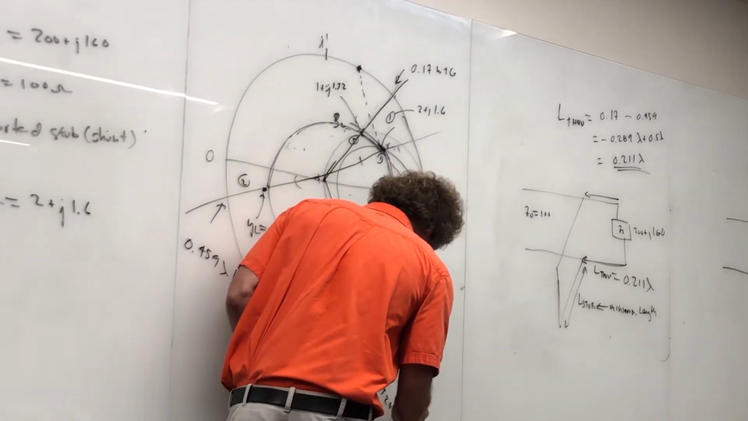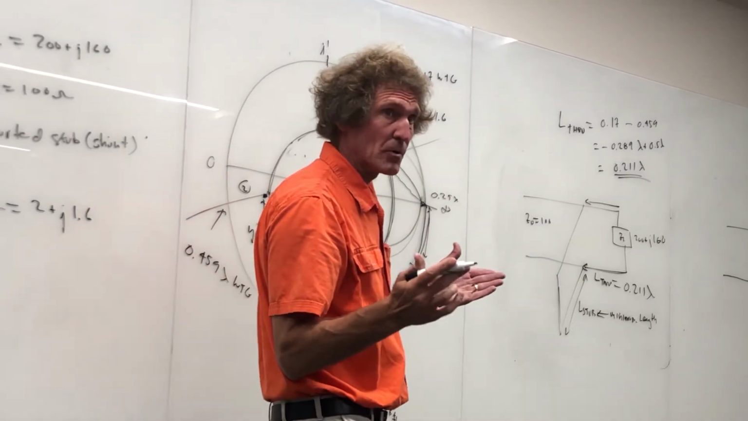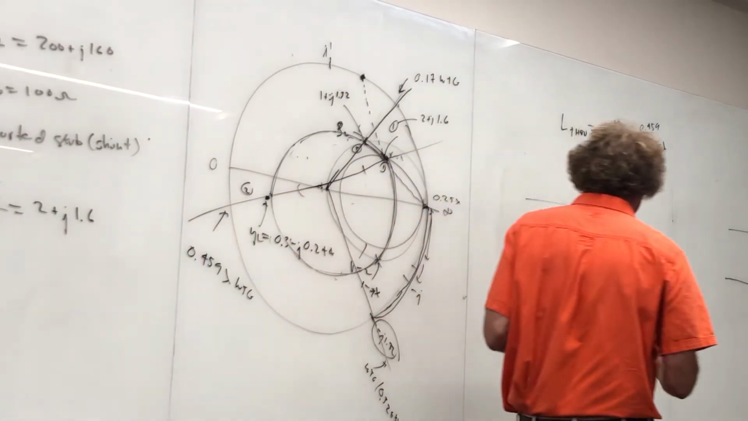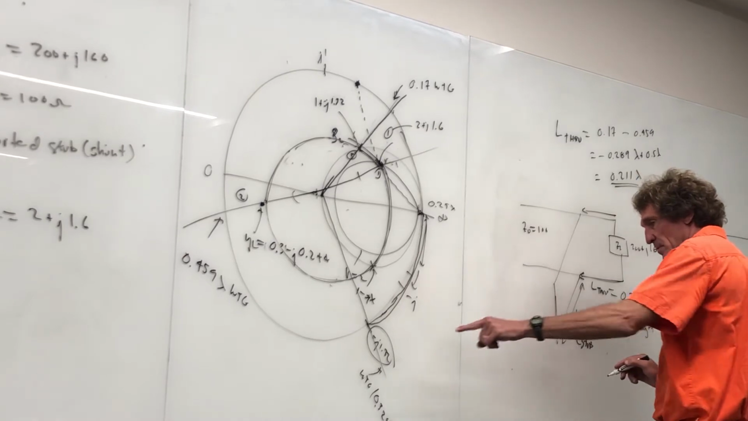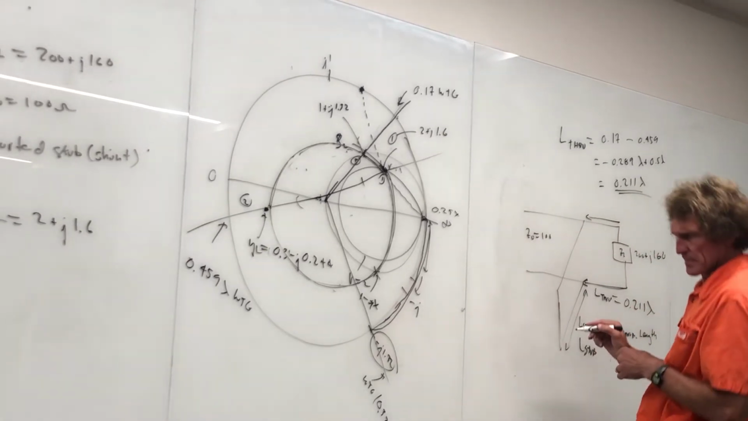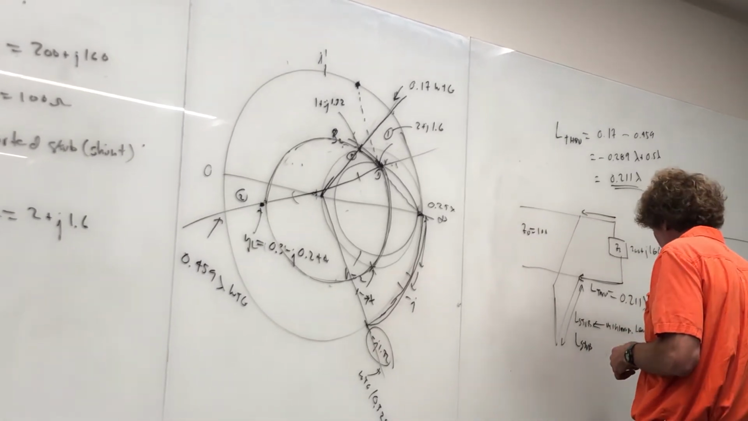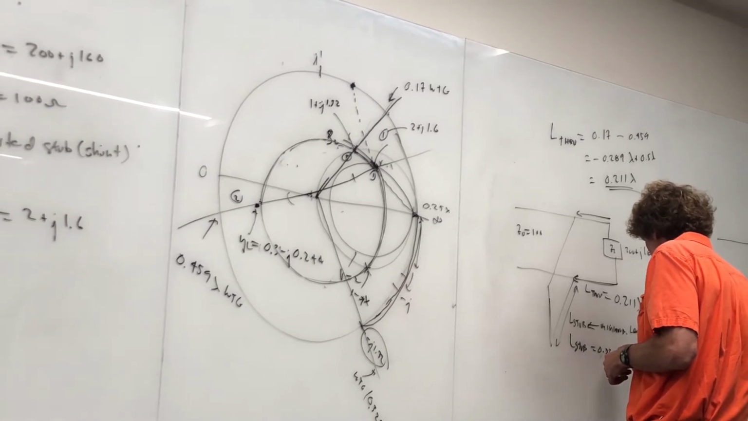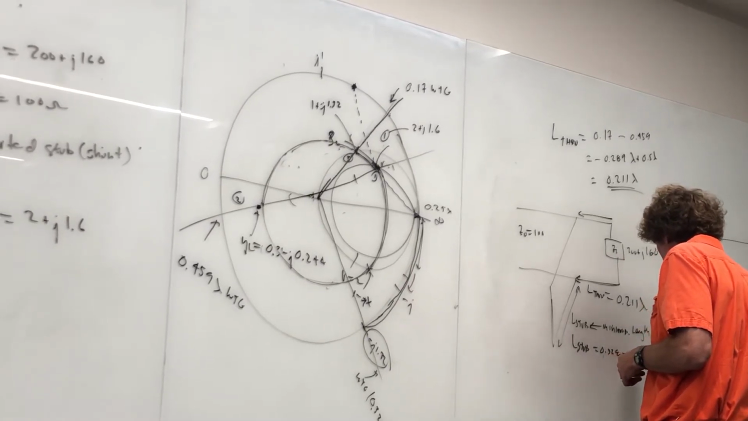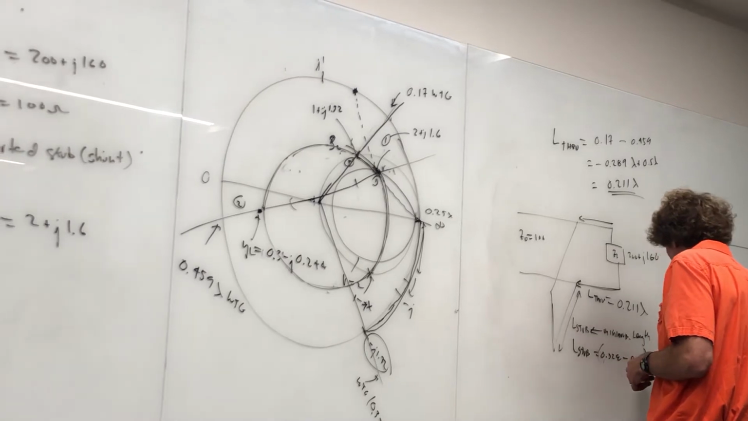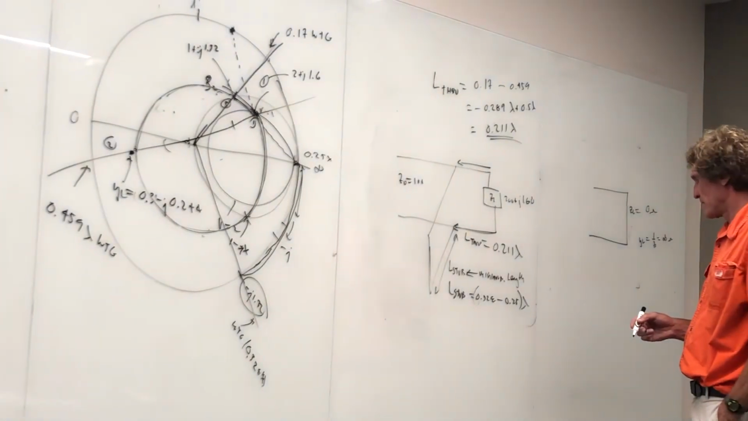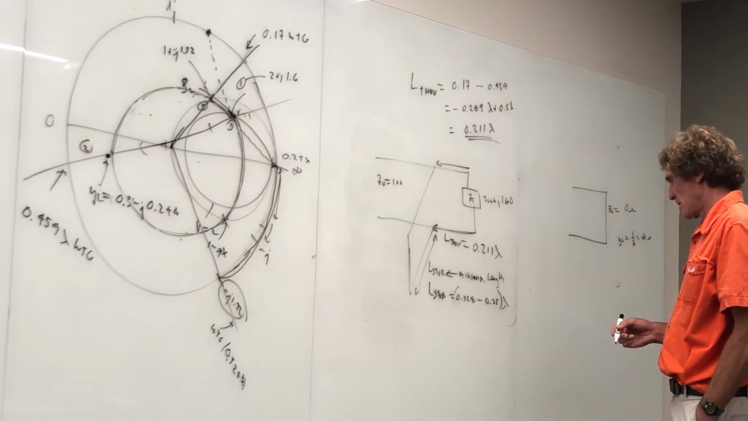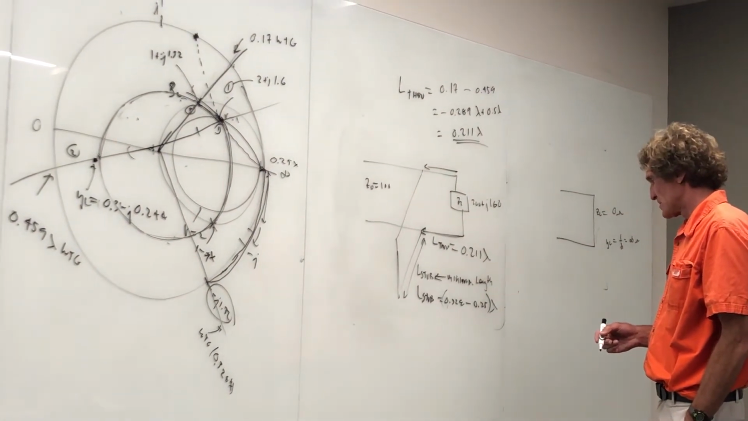0.328 lambda. Now that's not the length I need to go. What do I need to actually go? My L stub, I mean, the length of the line would be what? 0.328 minus 0.25, right? Lambda, correct, class? So that's what, 0.078, right?